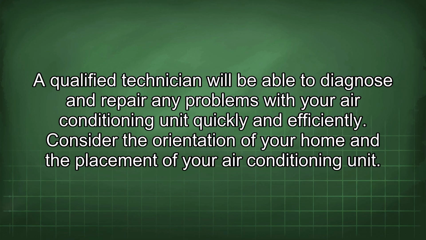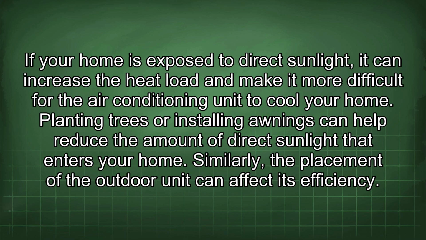Consider the orientation of your home and the placement of your air conditioning unit. If your home is exposed to direct sunlight, it can increase the heat load and make it more difficult for the air conditioning unit to cool your home. Planting trees or installing awnings can help reduce the amount of direct sunlight that enters your home.